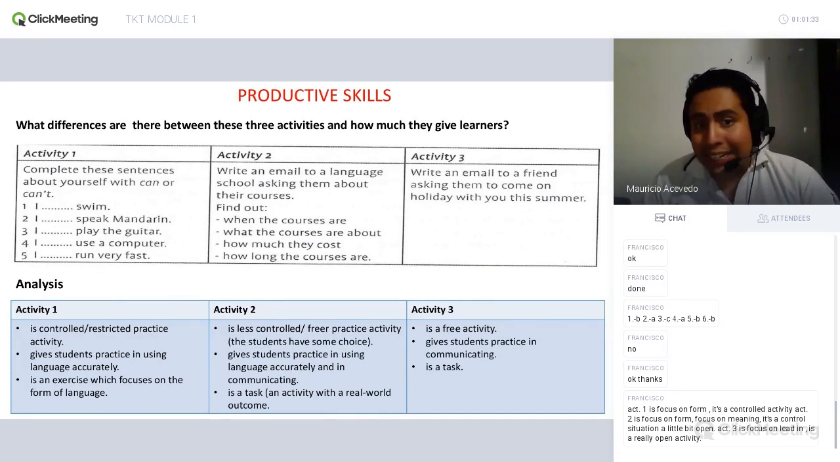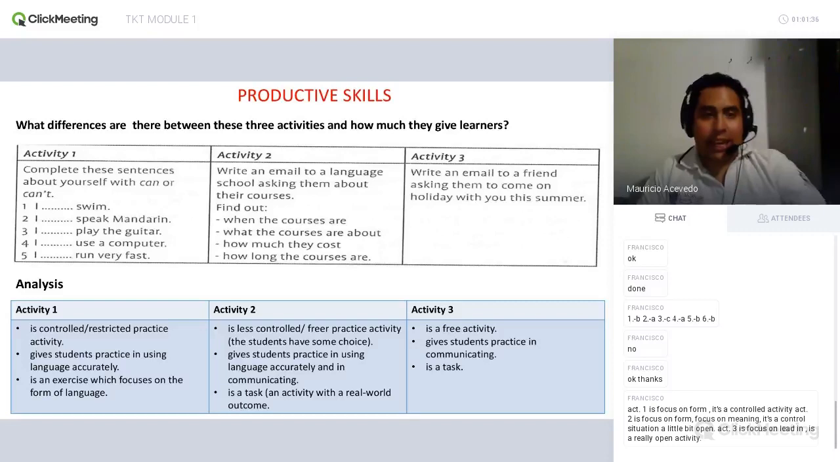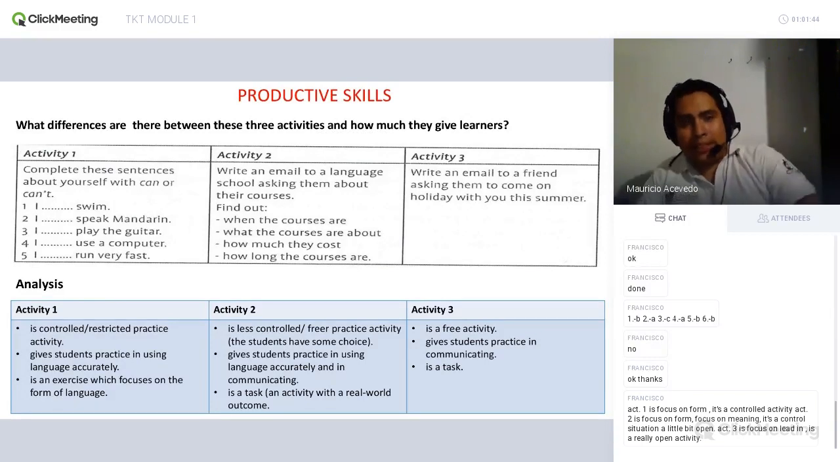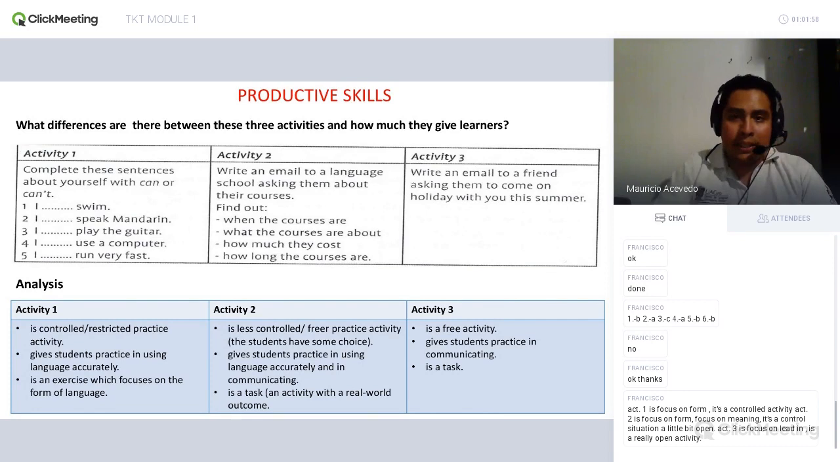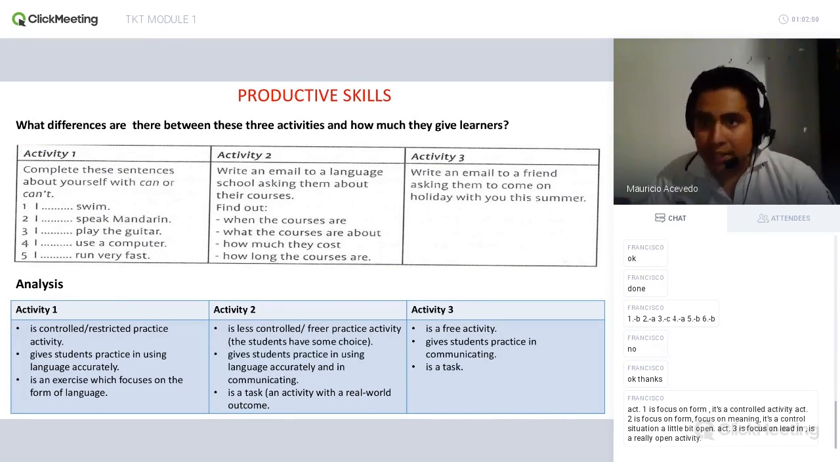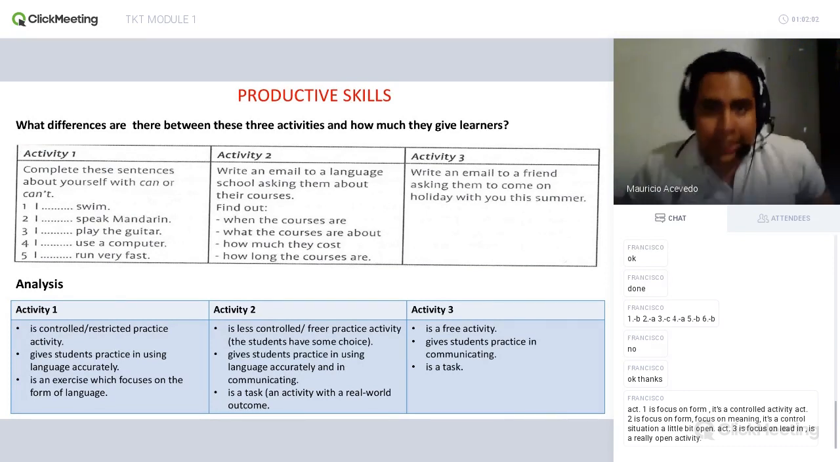And it is a task. Basically, in the first one, it is not a task because you just need to complete. But a task, remember the difference between task and activity, or task and exercise, is that in a task you need to be more involved. It is more complicated to answer. For example, an activity with a real world outcome. That means it's an activity that will help you to go outside, or to use the real language.